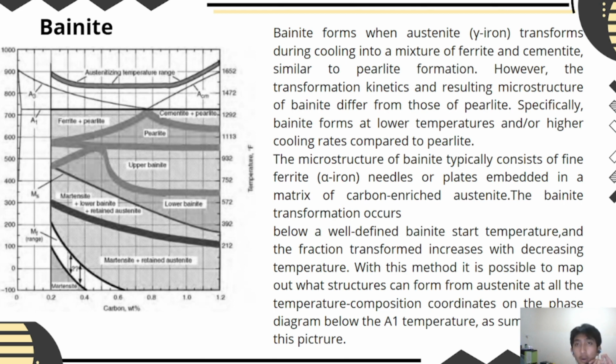Bainite forms when austenite transforms during cooling into a mixture of ferrite and cementite, similar to pearlite formation. The microstructure of bainite consists of fine ferrite needles or plates embedded in a matrix of carbon-rich austenite. The bainite transformation occurs below a well-defined bainite start temperature, and the fraction transformed increases with decreasing temperature. With this method, it is possible to map out where structures can form, on the temperature-composition coordinates of the phase diagram below the A1 temperature, as summarized in this picture.